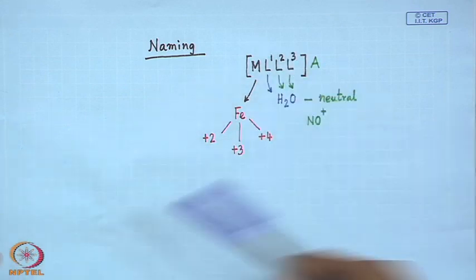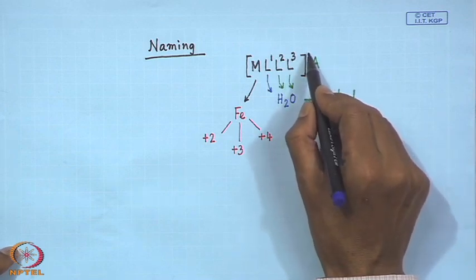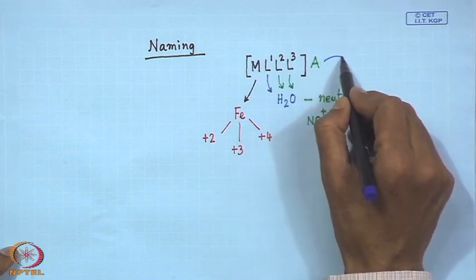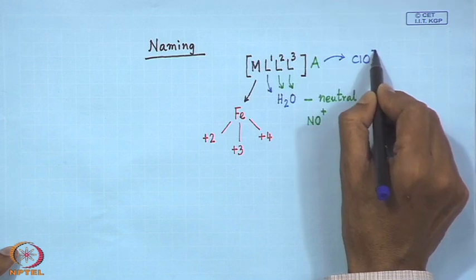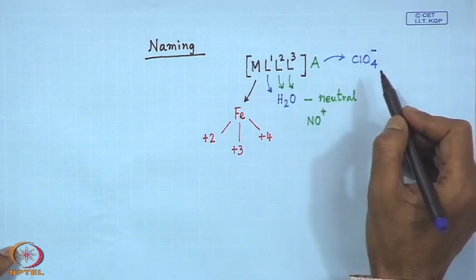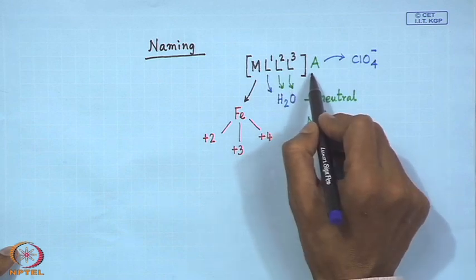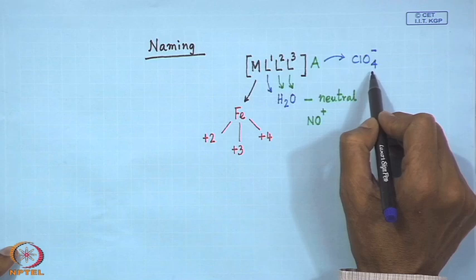If the overall charge on the complex species is cationic, if it is monocationic, we will have one A of mononegative species, that means say perchlorate or nitrate or chloride. If it is a dicationic complex species, we will have A2 or some dianionic species like sulfate.